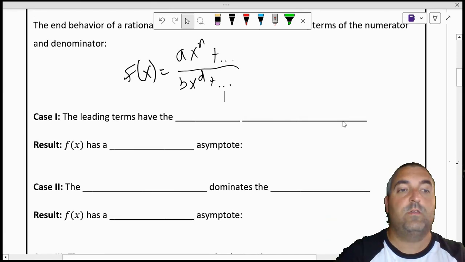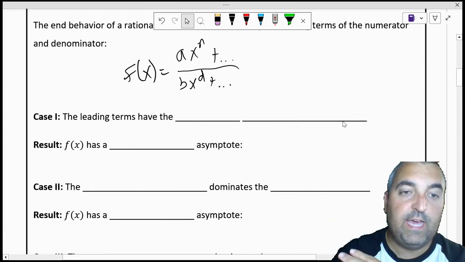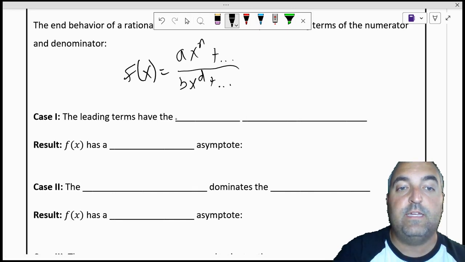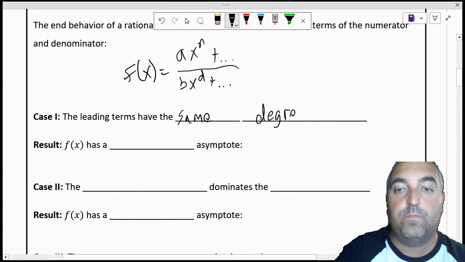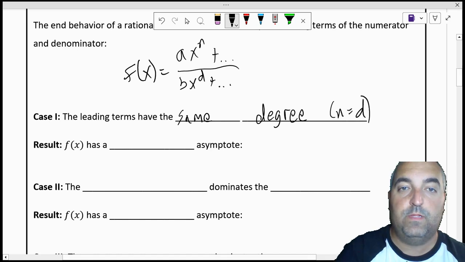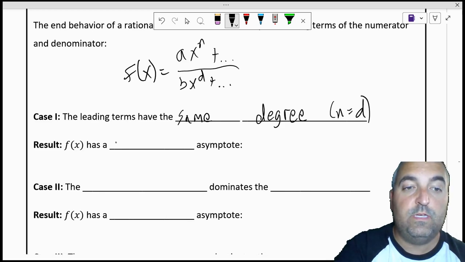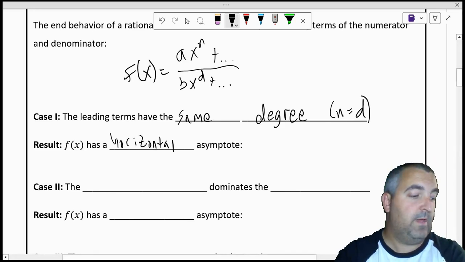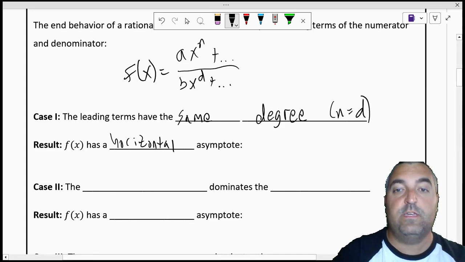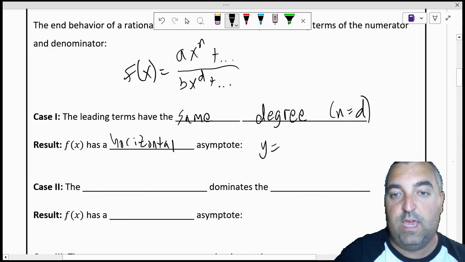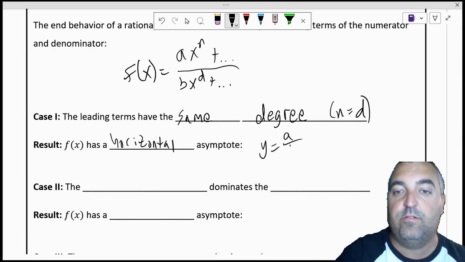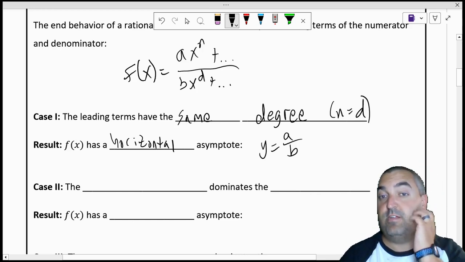So what we want to look at, there's a few cases here. So the first case is that the leading terms have the same degree. Okay, so in this case, n would equal d, so n being that power, d being that one. This one results in a horizontal asymptote, okay? And specifically, it's the a value, the leading coefficient in the numerator, divided by the leading coefficient of the denominator, okay?